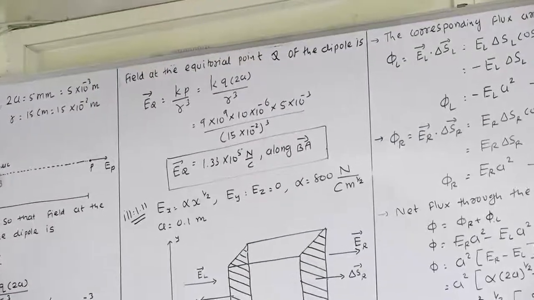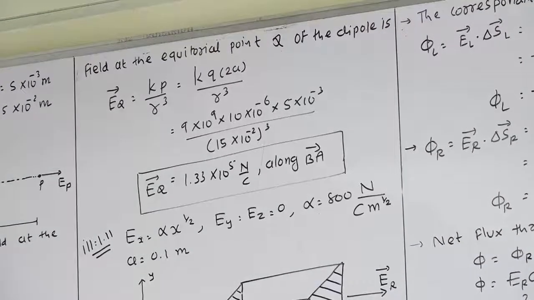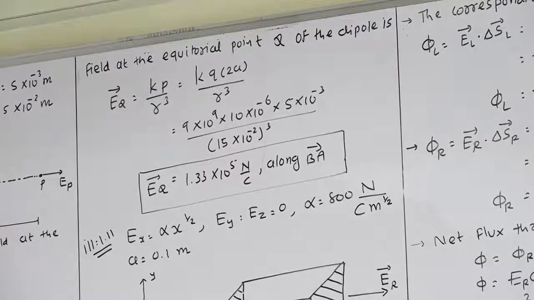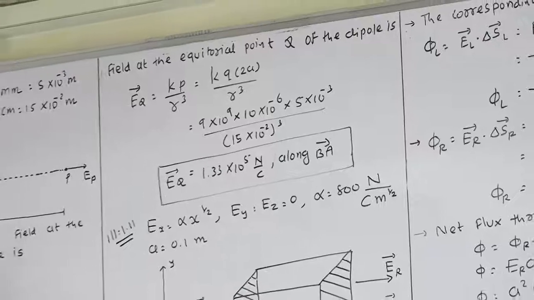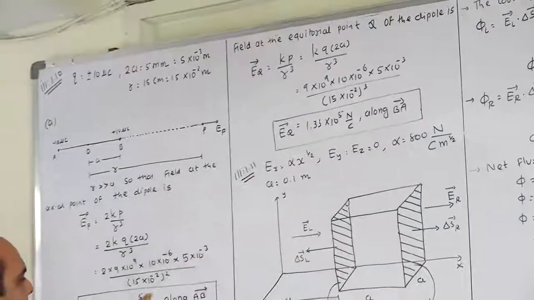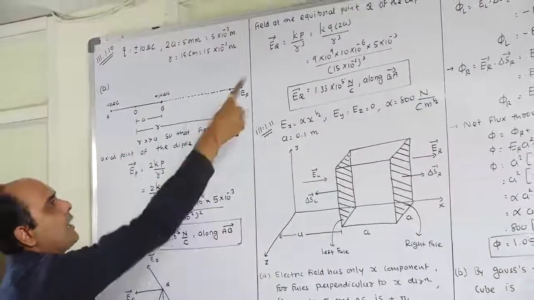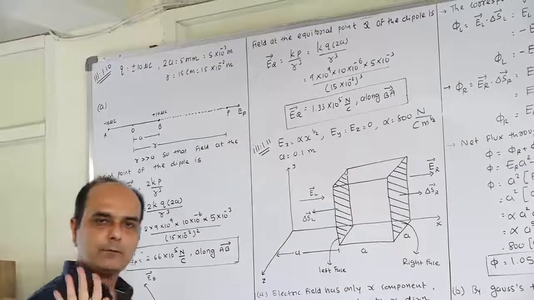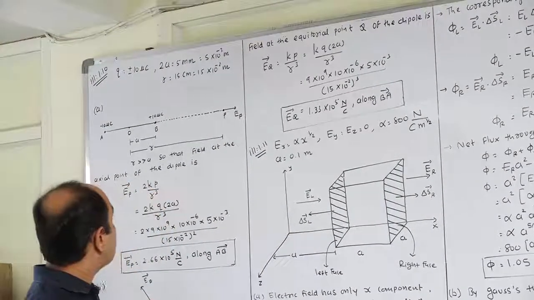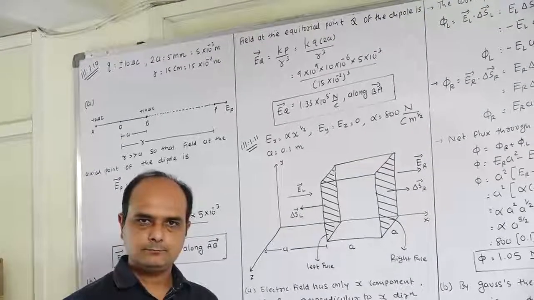Student, directly you can say that the electric field on the equator of the dipole is half than that of the axis. Because this answer is coming half that of the axis, or the equation is also about half. Therefore, directly the answer is going to be half. So, student, now illustration number 1.10 is completed.